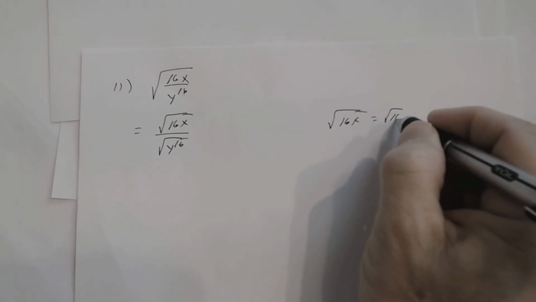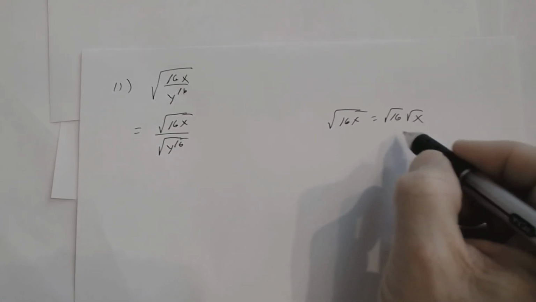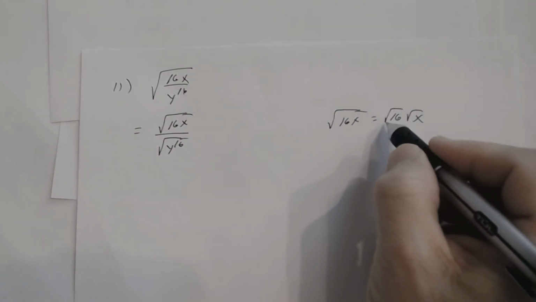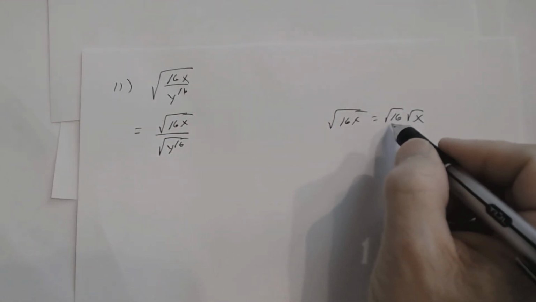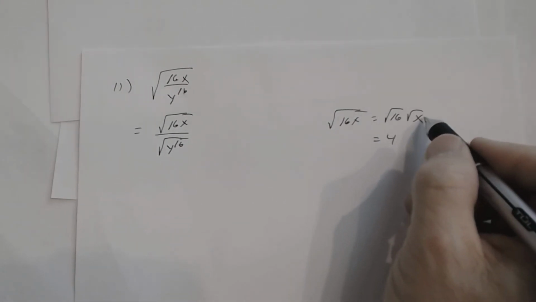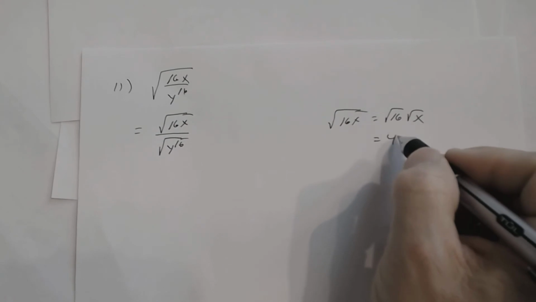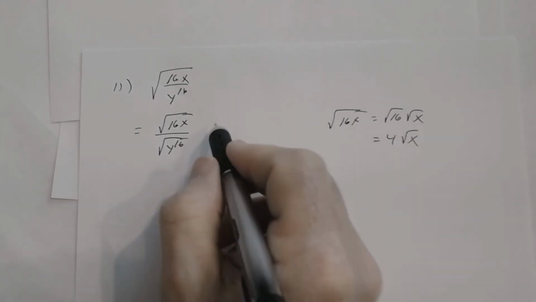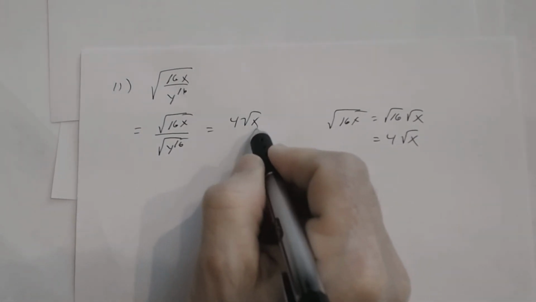The product rule. So this would be the square root of 16 times the square root of x, right? And then can I simplify the square root of 16? Yes, 16 is a perfect square. What's the square root of 16? 4. Can I simplify the square root of x? No, because the exponent is 1 and 1 is less than 2. So you're done. So the numerator is 4 square root of x.